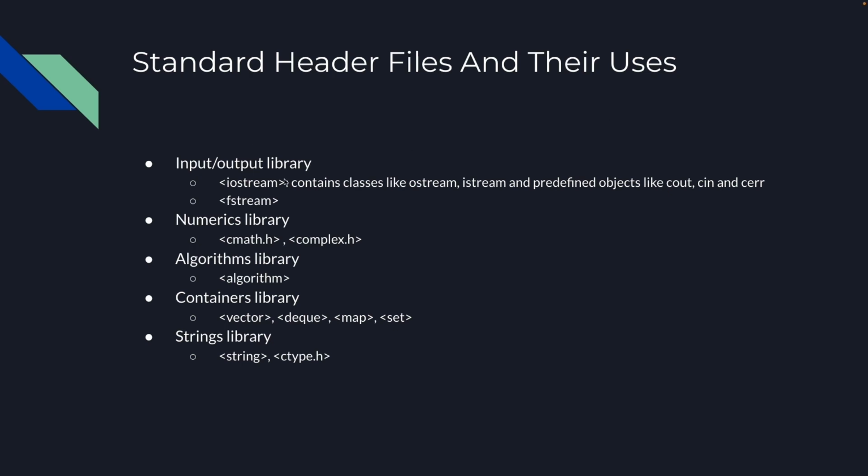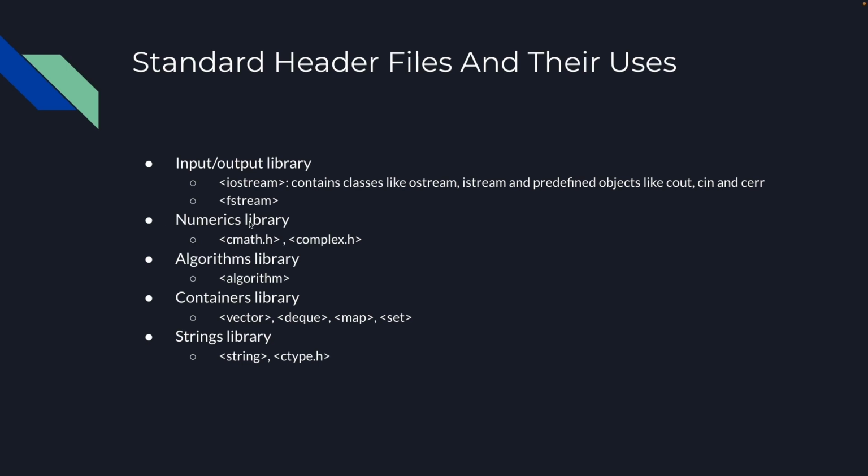For input and output, we have header files like iostream and fstream. iostream contains classes like ostream and istream and predefined objects like cout, cin, and cerr. It takes input and displays output from the console using cin and cout respectively. And the second, we have fstream. It provides the capability of creating, writing, or reading a file.